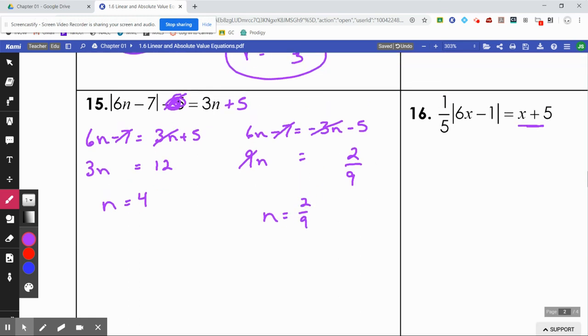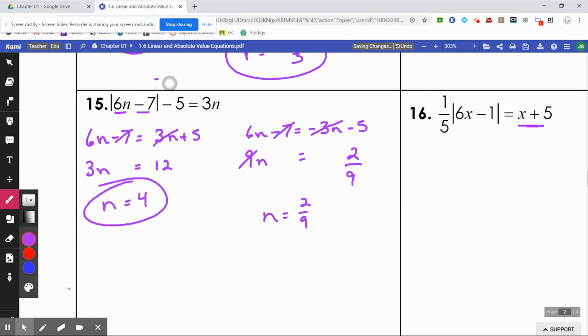Let's check for extraneous solutions. Go back to the original problem. 24 minus 7 is 17. The absolute value of 17 minus 5 is equal to 3 times 4 is 12. The absolute value of 17 is 17 minus 5 gives you 12. That checks out. This is a solution.